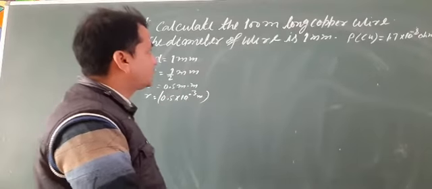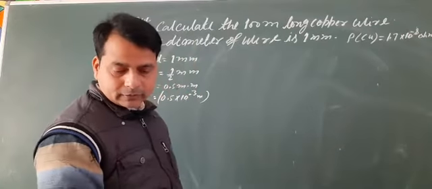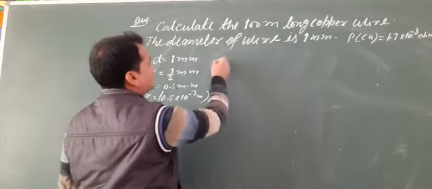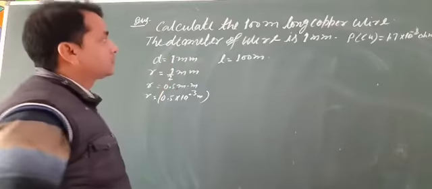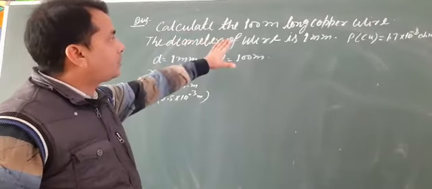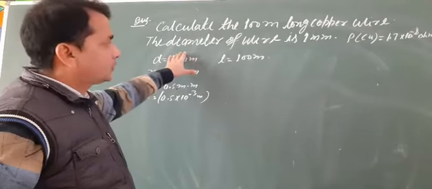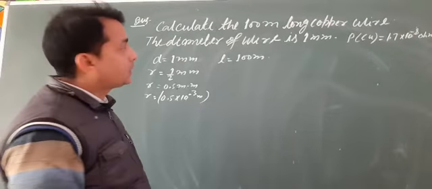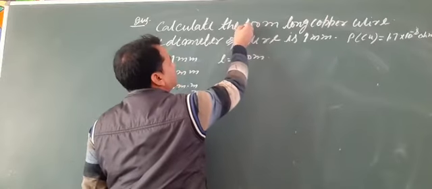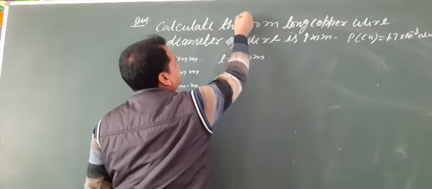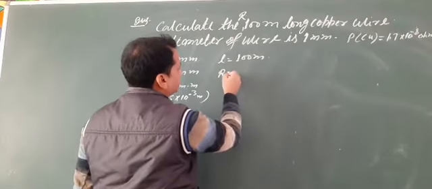And in this question, the length of the wire is given here, 100 meter long. So here the value of L equal to 100 meter. Calculate the resistance of the 100 meter long copper wire, where the diameter of the wire is 1 millimeter. Calculate the resistance R. So find the value of R equal to.